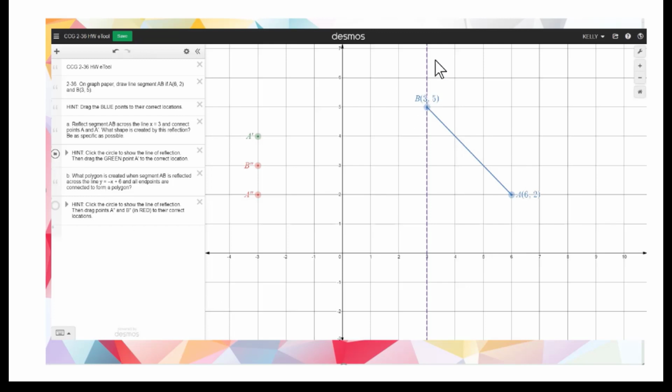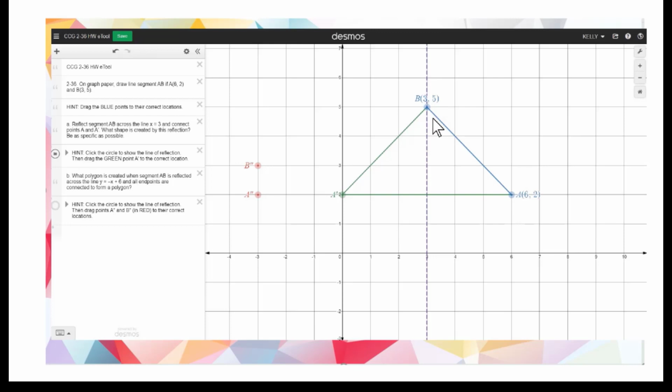I would just typically draw a line of x equals 3, but it actually already has it drawn here. And you see that it's now something you could reflect over and it's visible, so it's easier to see what's going on. 3, 5 is not going to go anywhere, but this A, 6, 2 will reflect across x equals 3, and this is 3 points away from the line of symmetry or reflection, and then this is 3 points the other direction. So we're just going to drag this down to 0, 2.